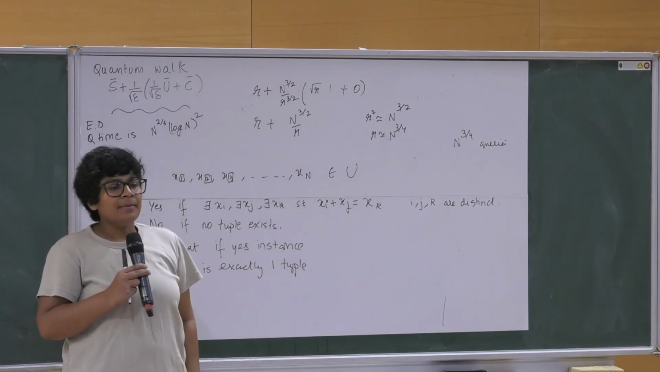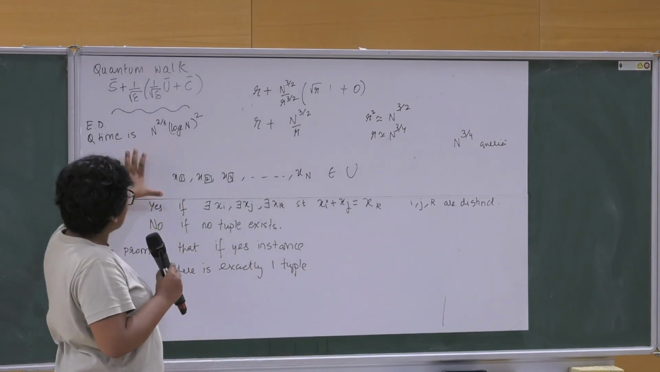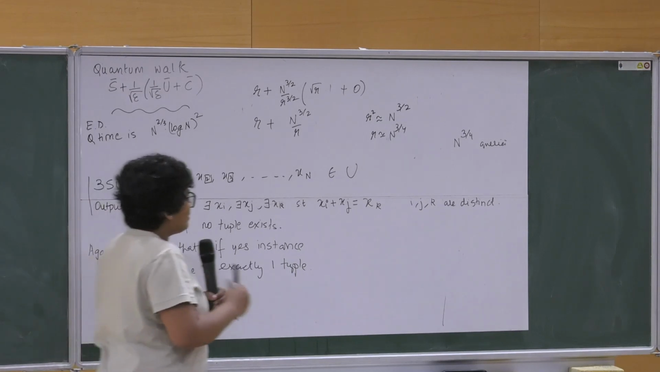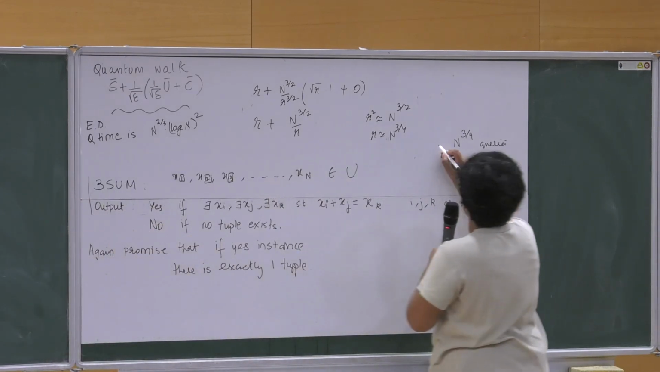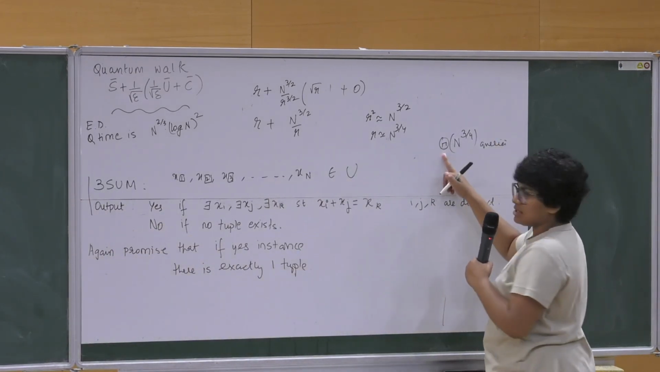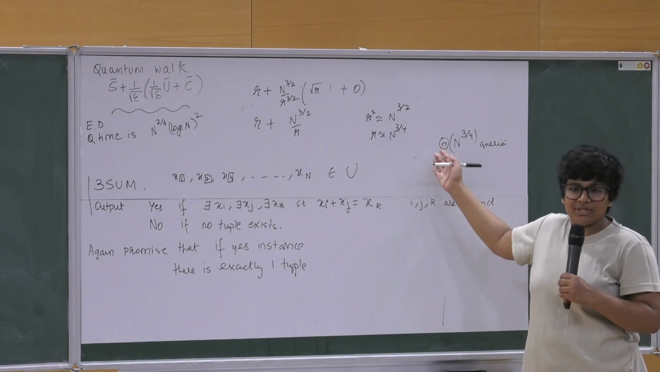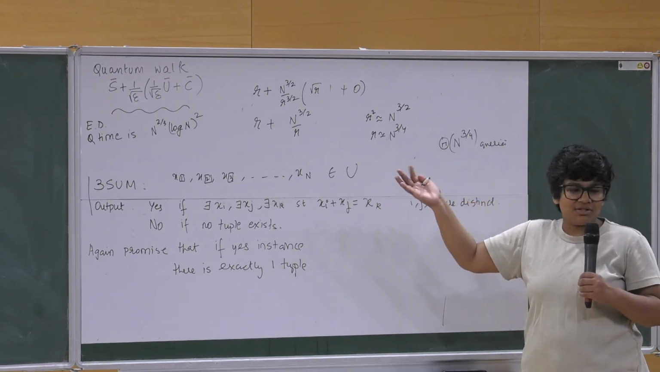Okay? So now the query complexity for this threesome problem very nicely also turns out to be this. This notation is used when something is tight, meaning the algorithm matches the lower bound.